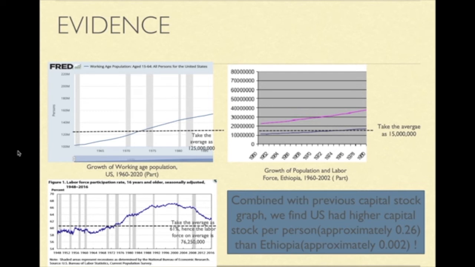And here is a data analysis of the labor force in these two countries. On the left is the growth of the working age population of the US. The graph below is the participation rate of the US. From this, we can estimate the labor force on average of the US was nearly 76 million. By dividing capital stock by labor force, the capital stock per worker of the US was then 0.26, while Ethiopia's was only around 0.002. The capital stock per worker of the US was nearly 100 times Ethiopia's. This is a huge difference.